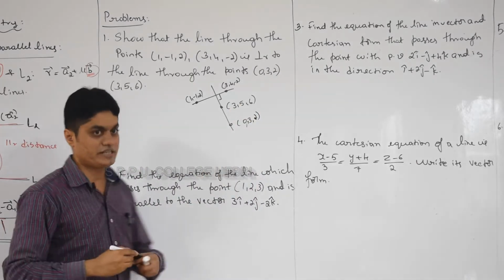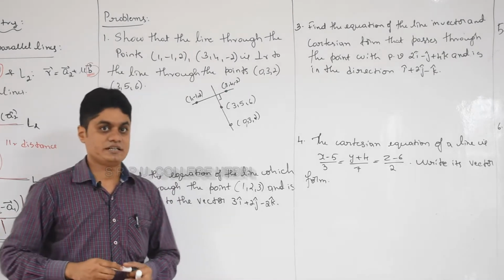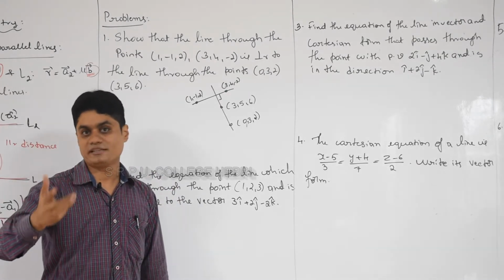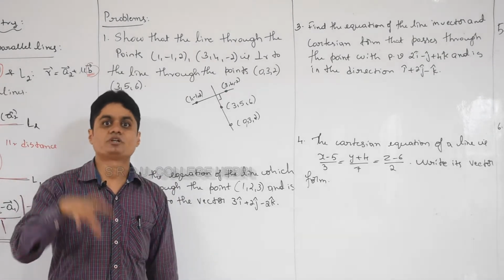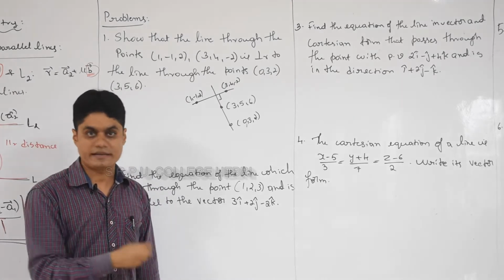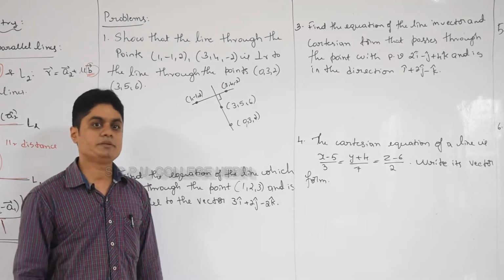See, last year in straight lines, what were you doing? You found the two slopes and checked whether the product is -1 or not. If you are able to prove that the product of the slopes is equal to -1, you can definitely write that the two lines are perpendicular.